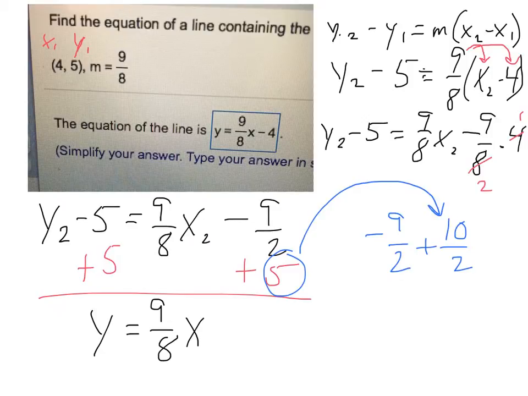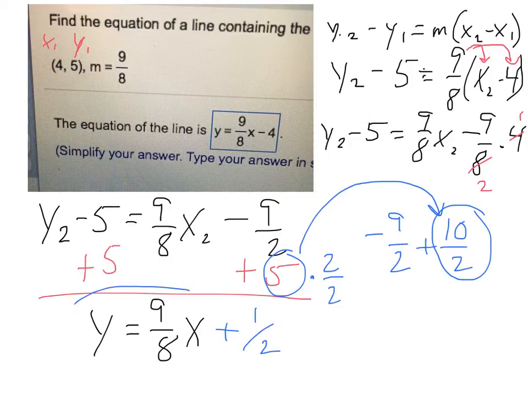Okay, like if I were changing 5 into a fraction so that I have the right common denominator, I have to multiply top and bottom by 2 over 2. And that's what gives me 10 over 2. Okay, so when I combine these now, I get plus 1/2. So this is my final answer, and we're done.